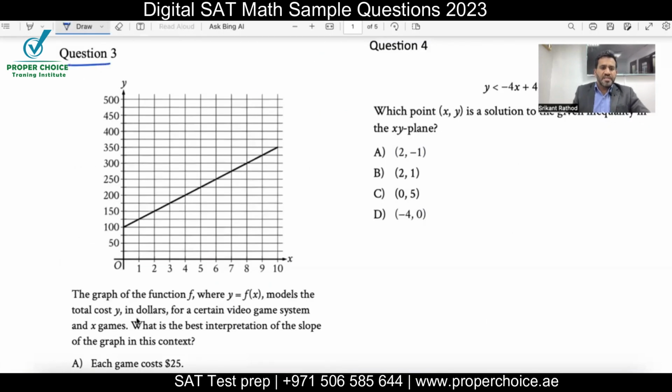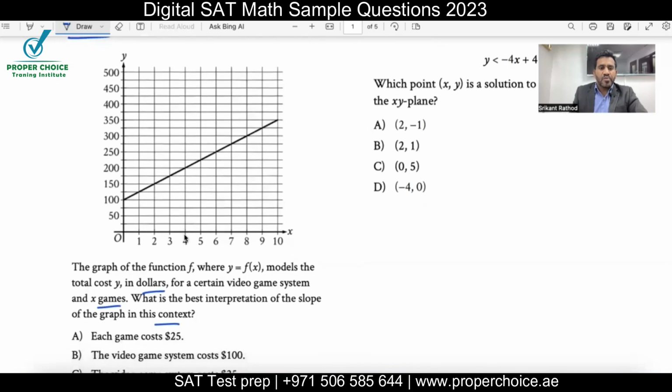Question number 3 says, the graph of the function f, where y equals f(x), models the cost y in dollars for a certain video game system and x games. What is the best interpretation of the slope of the graph in this context? So what is the slope representing? What does the slope say? Increment of y over x.